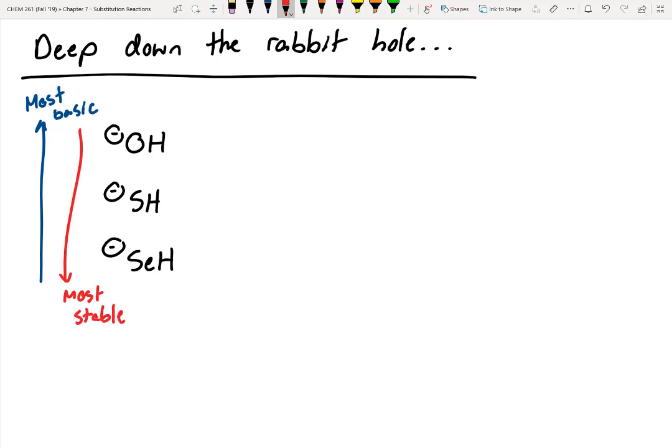Right? Why is the selenium compound with the negative charge most stable? It's got the largest electron cloud, right? Biggest atomic radius makes it happy with that negative charge. Therefore, oxygen with a pretty small electron cloud isn't as happy. It wants to steal a proton back. So that's one way we can look at this. Okay, so let's, on the other side, consider solvents.